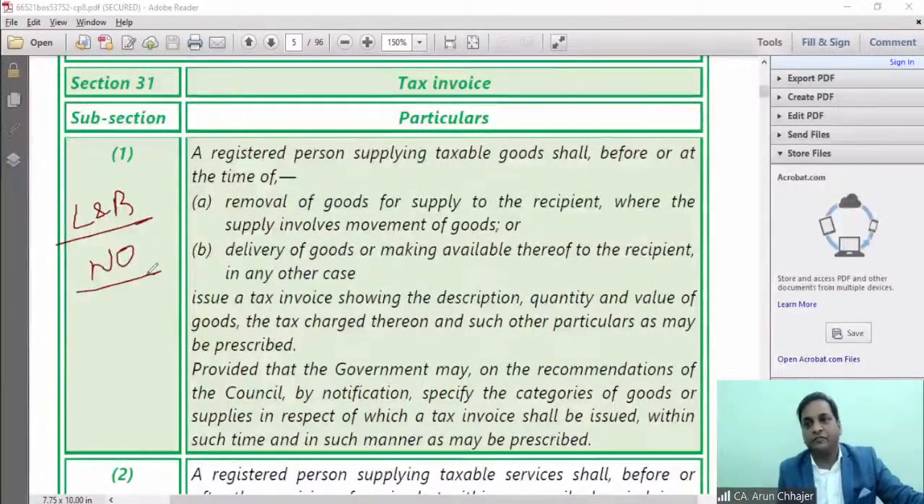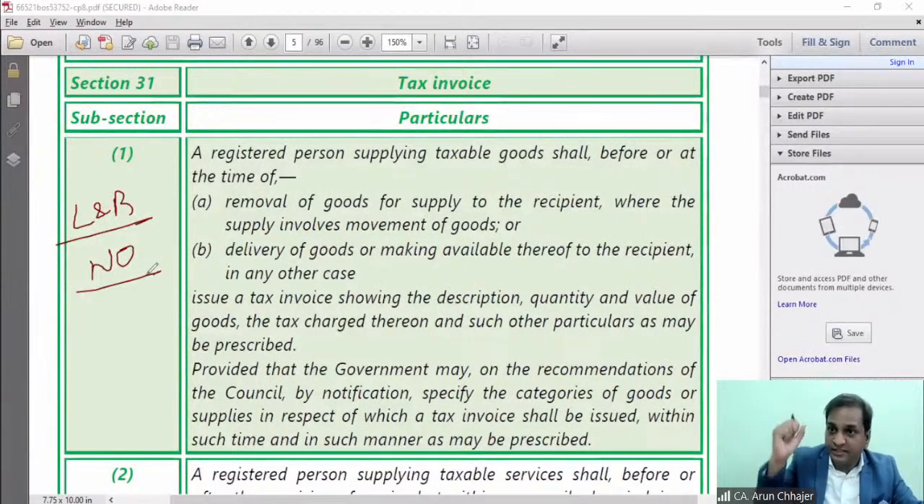Then what can be the perfect example for this clause B? I do agree, I'm fully convinced with Sandeep Sandhu. Suppose I am a job worker and you are my principal. I'm giving one example. You are my principal, I am a job worker. You told me to please do the job working for a particular goods.